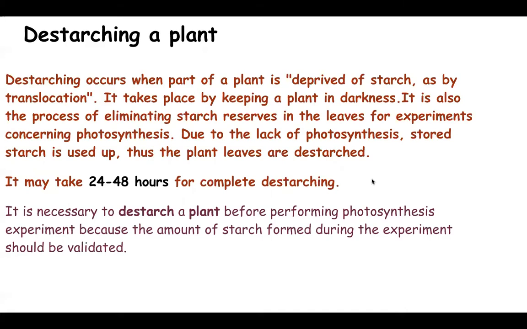But if you keep a plant in darkness, in complete darkness for 24 to 48 hours, that means 1 to 2 days, you will be removing all the starch which was stored in the leaves. The leaves will be using that starch for the process of respiration. They will convert that starch into glucose, and thereby the starch will be removed from the leaves entirely.